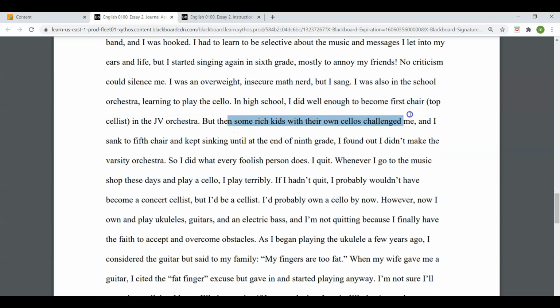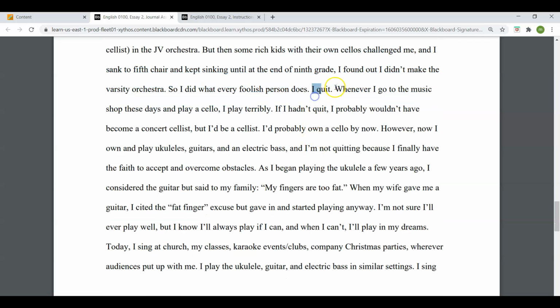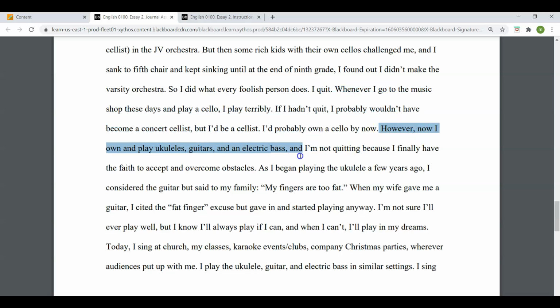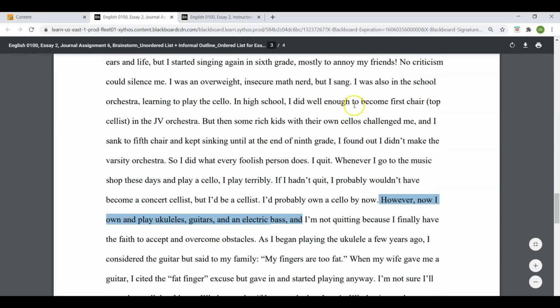There was a crisis of faith, which is that some challenged me and beat me, right? The richer kids or whatever. I quit, so I didn't show faith. I had the opposite of faith, because quitting is usually not a thing of faith, right? And that's the thing I'm trying to say. And so now I feel terrible about it. However, I got back into it, right? So there was a little story in there too.